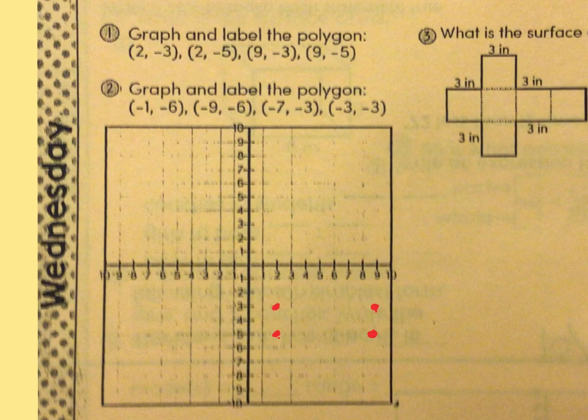Now, all we have to do is combine our points. I'm going to do the best I can. And that's a pretty good line right there. That one is too. So I'm doing pretty good today. So what shape is that? Because it says graph and label. Well, we graphed it. What is the polygon? Well, we've got a rectangle.